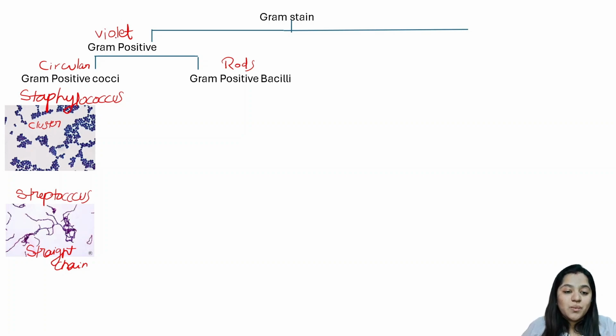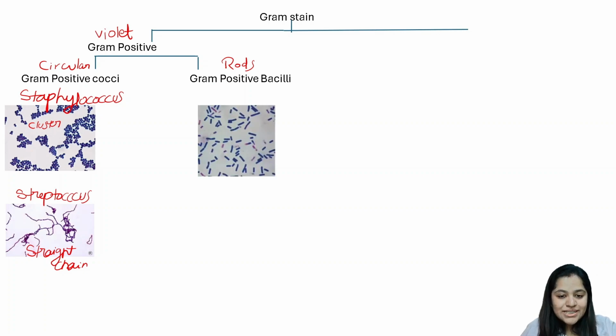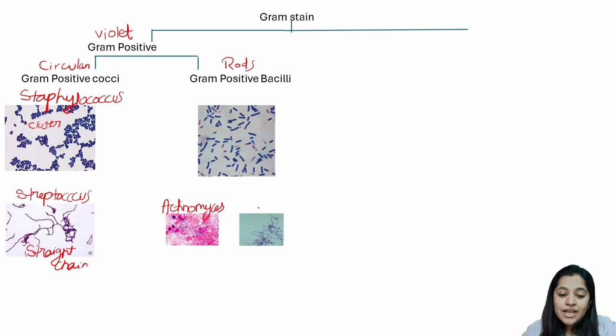Now, this was your violet color gram positive cocci, circular. Now, you have your rods, that is the gram-positive bacilli. So these appear like this. Now the examples of gram-positive bacilli are your Actinomyces. They are filamentous. Nocardia, this is also filamentous. Okay. You have your Bacillus anthracis.